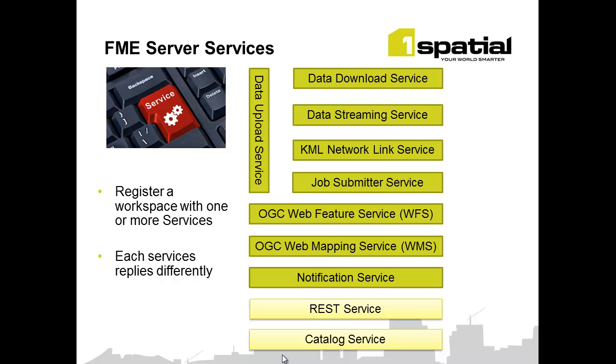There's also OGC services, so FME Server allows you to generate web map and web feature services. There's a notification service, and then if you want to create an interaction programmatically with FME Server, then REST is the way to go. And there's also a catalog service. The two at the bottom there are slightly different to the others. The catalog service allows you to effectively make FME resources available across your organisation, essentially.